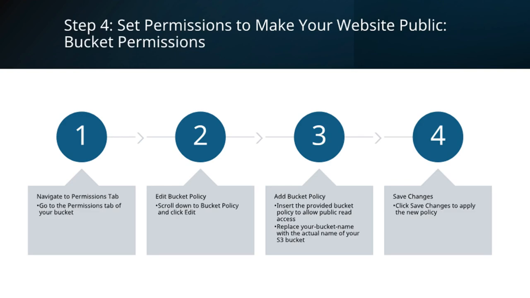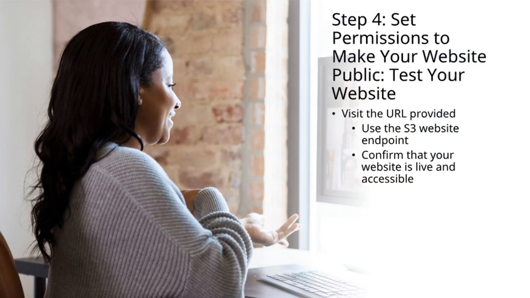Click Save Changes. Visit the URL provided in the static website hosting section to confirm that your website is live and accessible. 2. Test your website. Visit the URL provided in the static website hosting section, the S3 website endpoint, to confirm that your website is live and accessible.